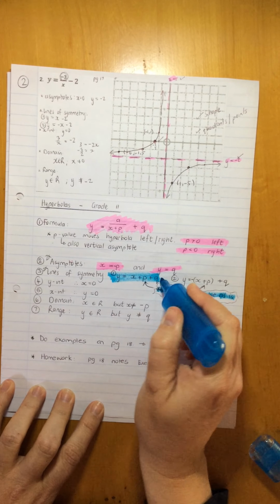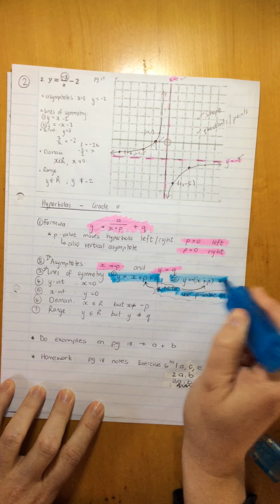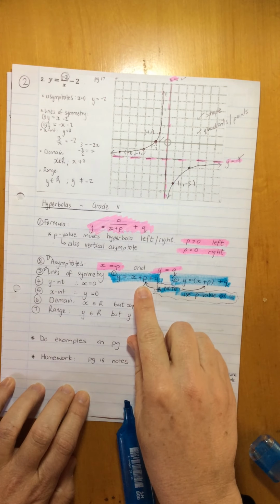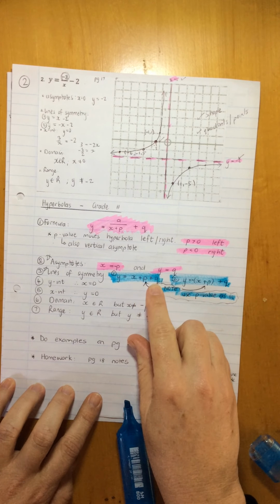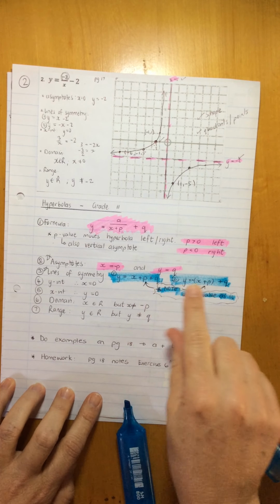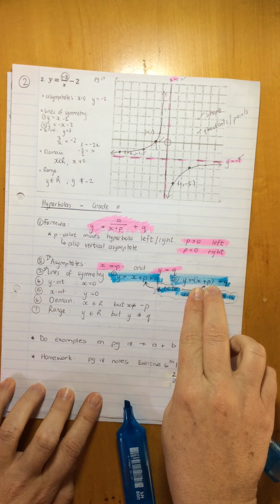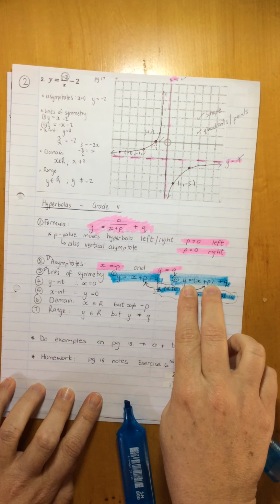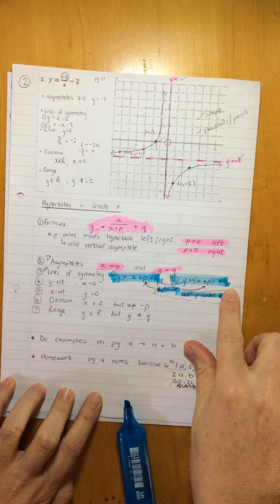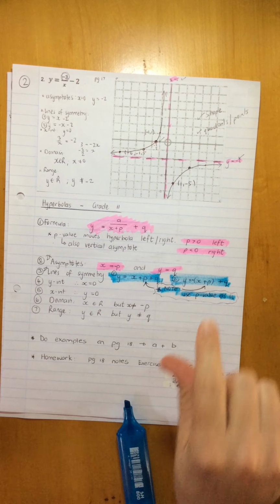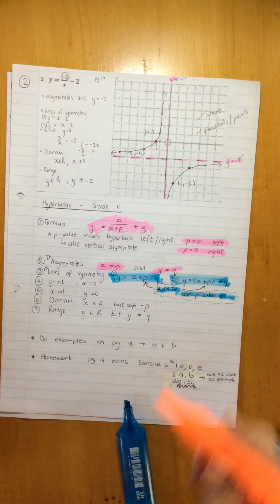So the two equations for finding the lines of symmetry: the first one is x plus the p value as it is, plus the q value. And the second one, I will have to find the sum of x and the p value as it is, but multiplied by negative, and then add the q to it. Okay, the rest of the stuff stays the same.